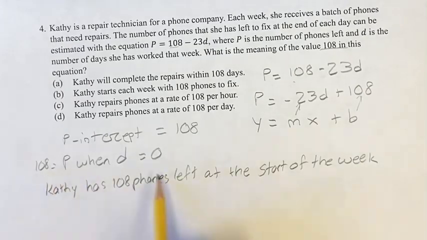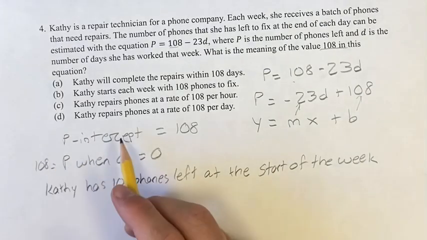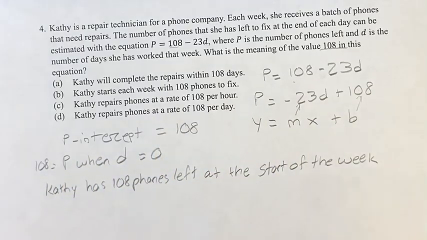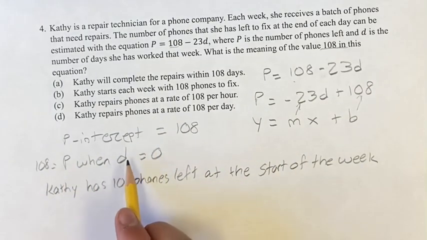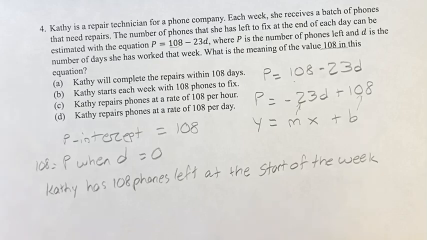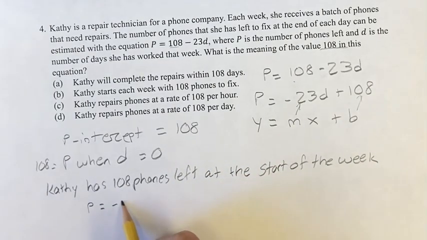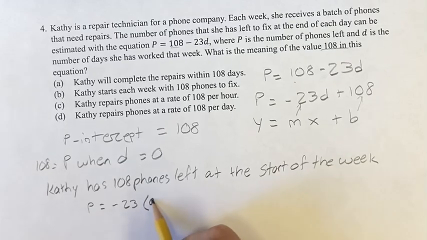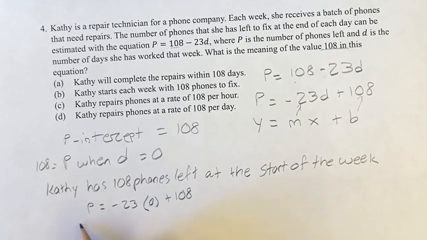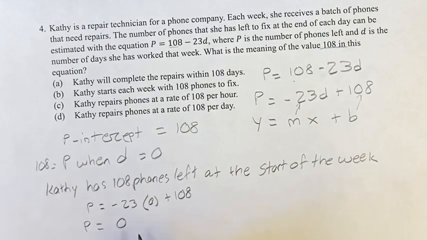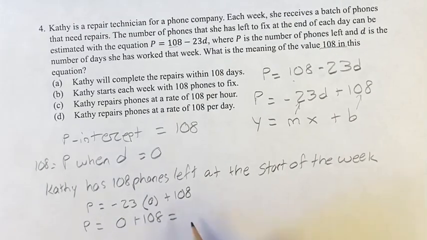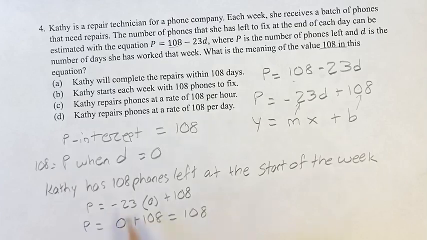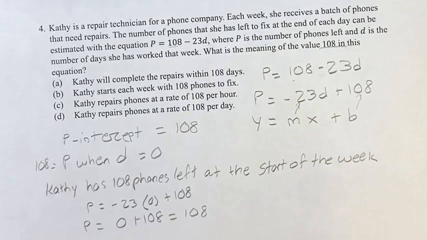If you're looking for an explanation of why the P-intercept is P when D equals 0, plug in D equals 0 into this equation, and you'll see we have P is equal to negative 23 times 0 plus 108. P is equal to negative 23 times 0 is 0 plus 108, which is equal to 108. So P equals 108 when D equals 0.